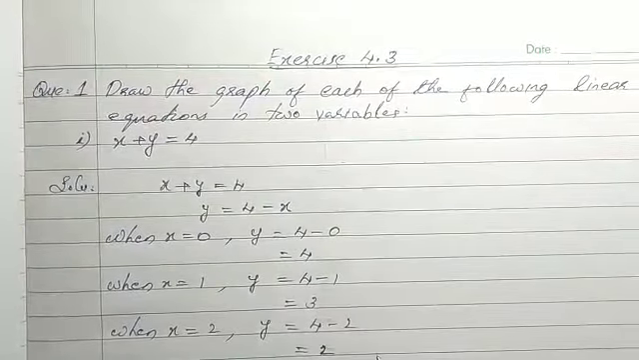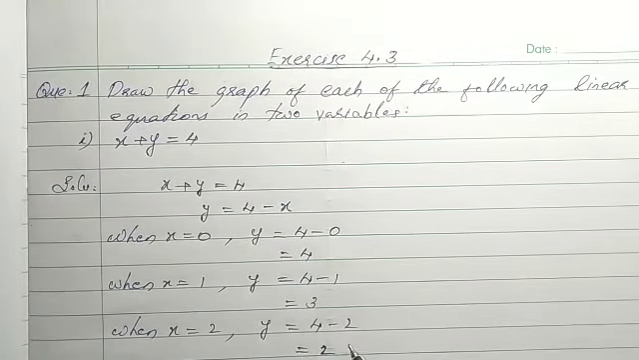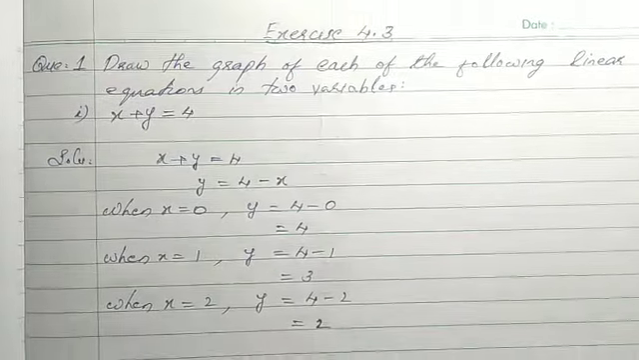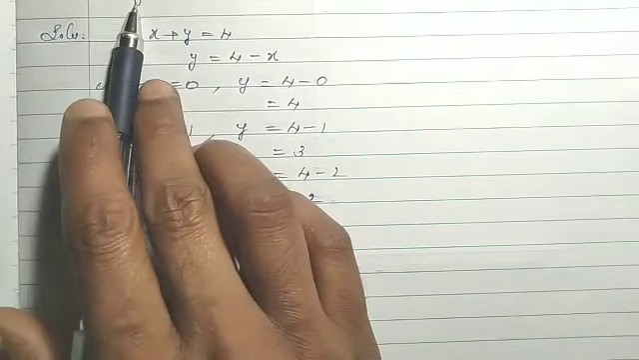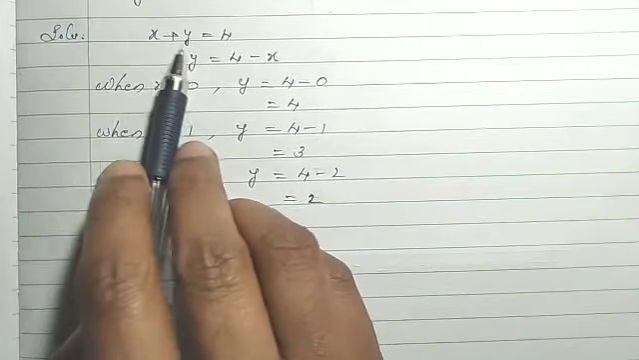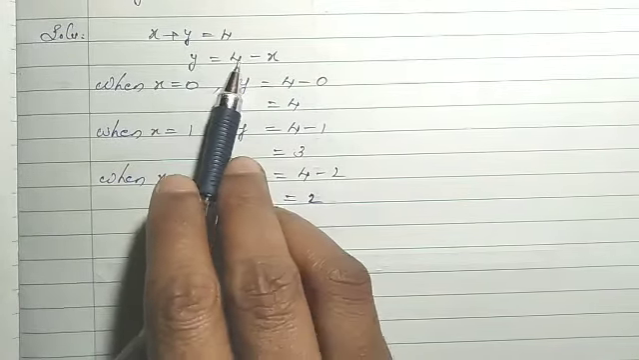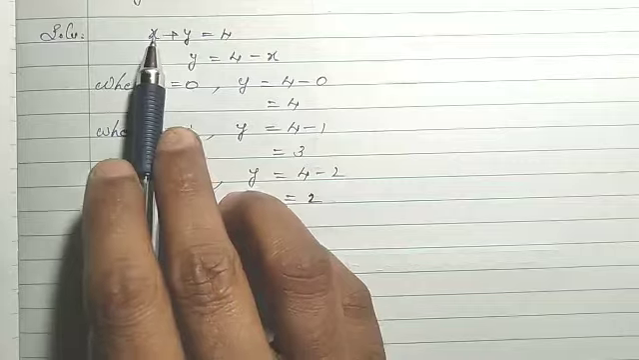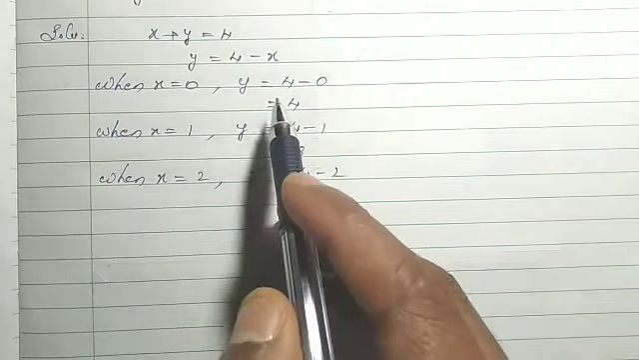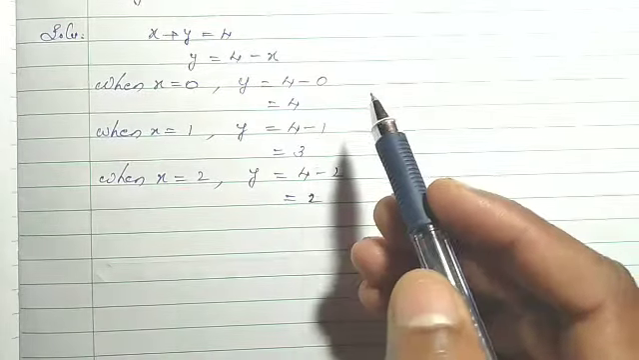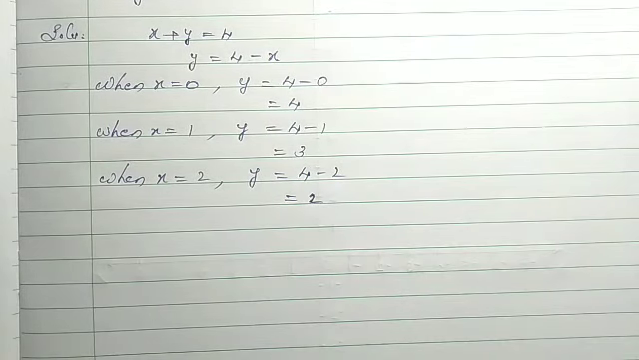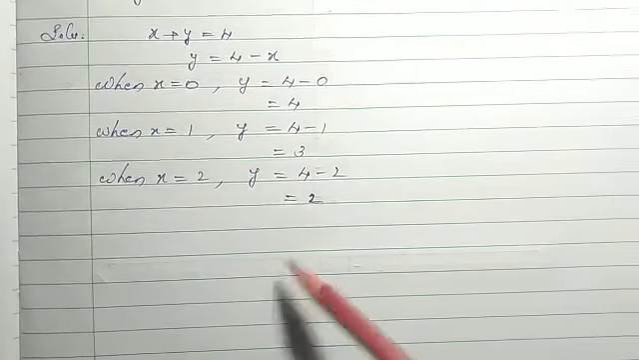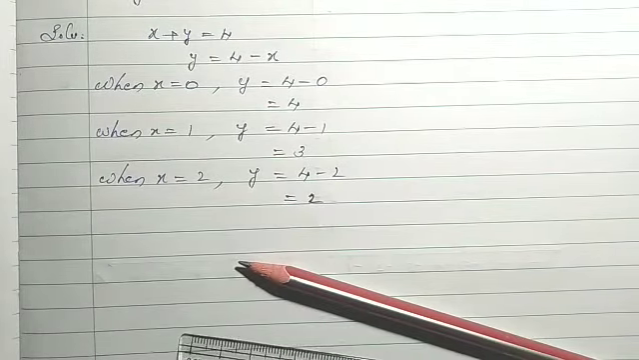Now we got 3 solutions. Those 3 solutions we have to write in a table. Anyway, you can find out, that is x plus y is equal to 4. I wrote y is equal to 4 minus x. You can write x is equal to 4 minus y also, then on the right-hand side y will come. Then you have to find out three solutions for x and y. That much only.